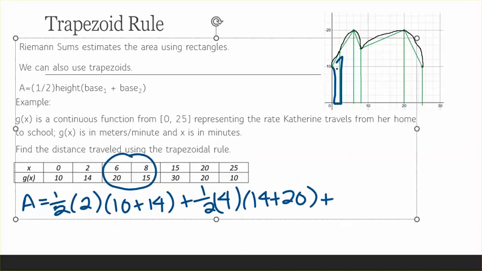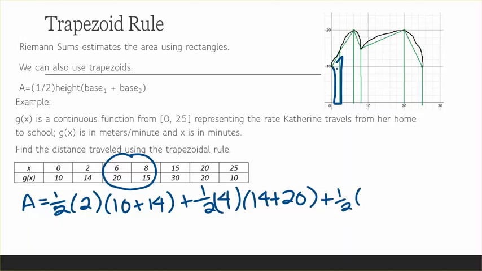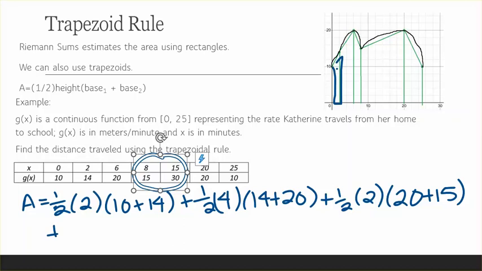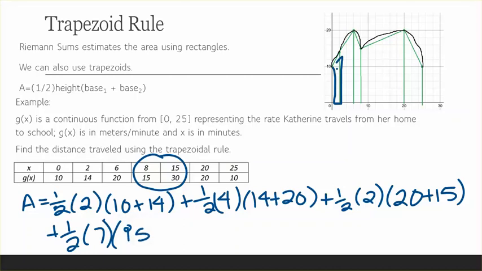Our third trapezoid goes from 6 to 8. So 1/2 times the height of 2 times 20 plus 15. Okay, our next trapezoid goes from 8 to 15, which is a height of 7. So 1/2 times 7 times 15 plus 30.